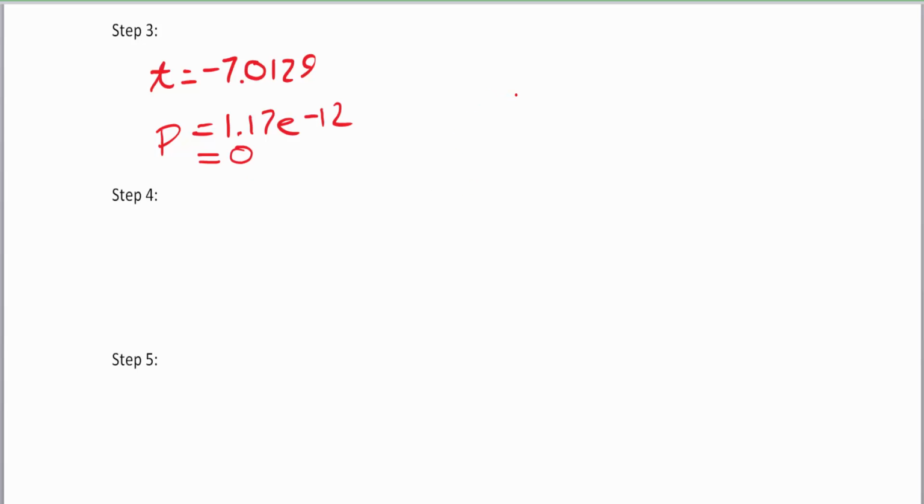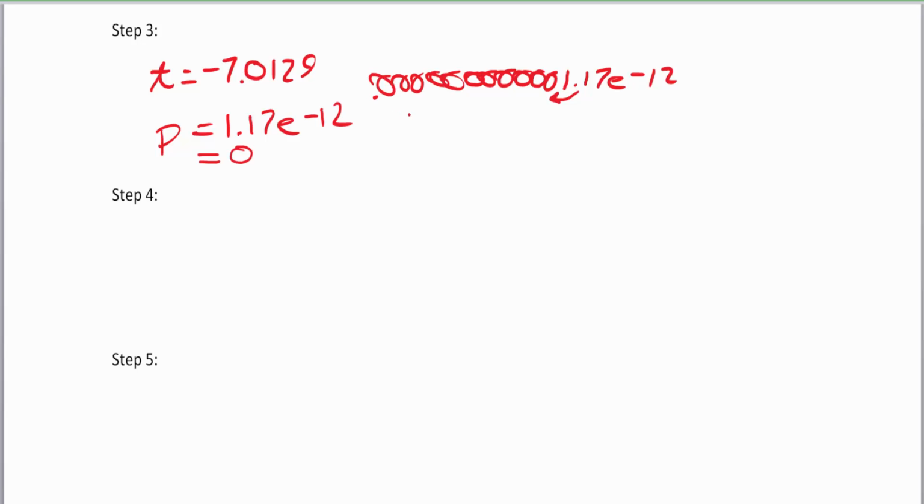So what this means is that you take your 1.17 e negative 12 and you move your decimal 12 spaces in this direction. So you're literally putting on 11 zeros because you've used up one of your 12 spaces in this direction. You're putting on 11 zeros in front. 1, 2, 3, 4, 5, 6, 7, 8, 9, 10, 11.